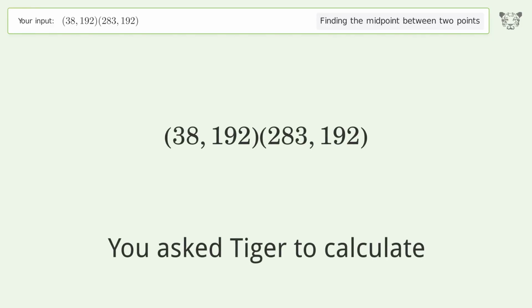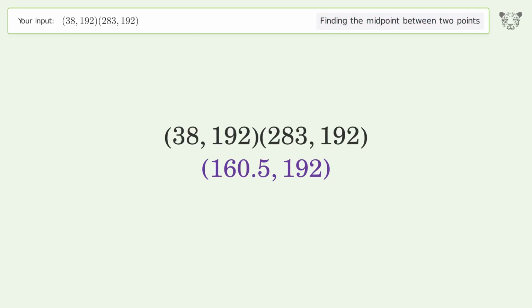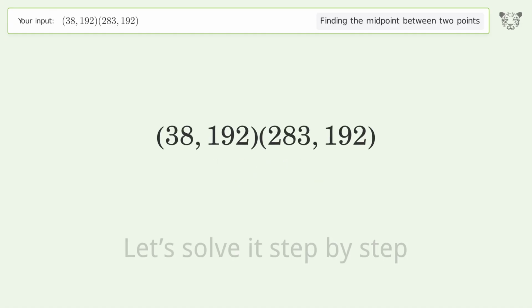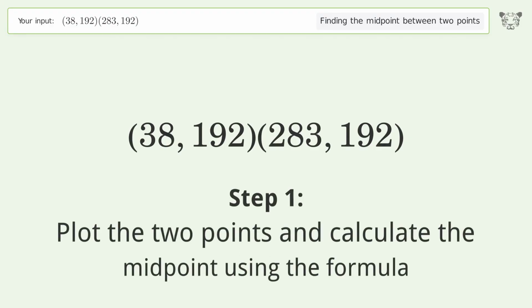You ask Tiger to calculate. This deals with finding the midpoint between 2 points. The midpoint between the 2 points is 160.5, 192. Let's solve it step by step. Plot the 2 points and calculate the midpoint using the formula.